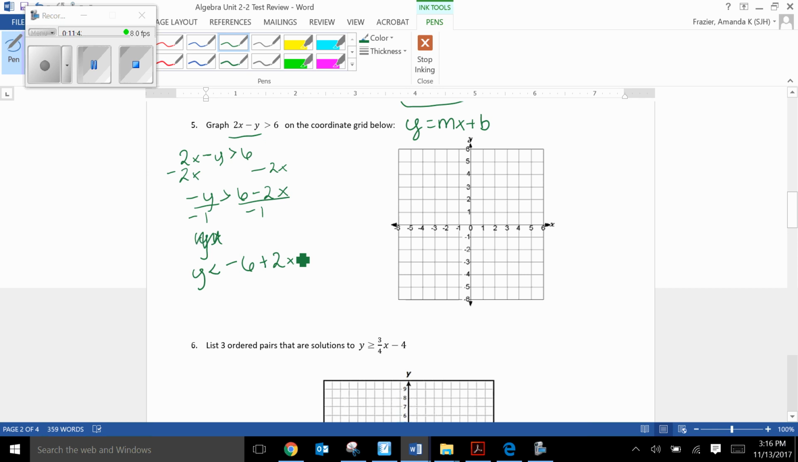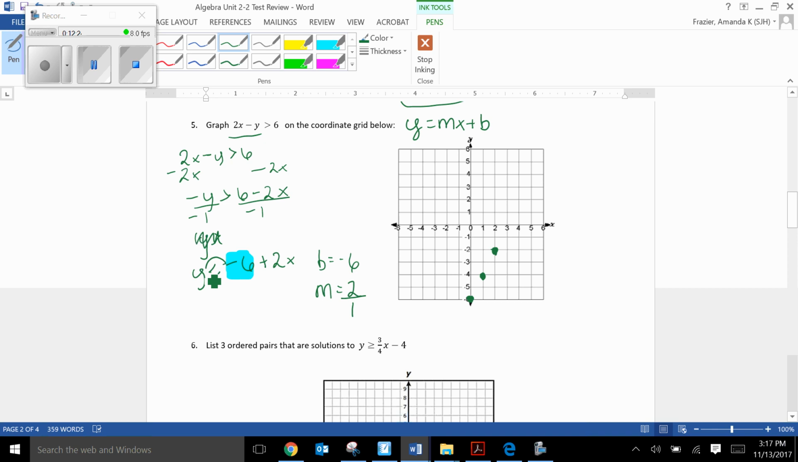Okay, so when we are graphing, remember I have to graph my y-intercept first. So I'm going to graph negative 6. And then I'm going to use my slope. So b is negative 6, and I'm going to use my slope of 2 to make my line. If I have a slope of 2, that means I have a slope of 2 over 1. So I'm going to go up 2 and over 1. You can make as many points as you want, but really once you have 2 points, you have your line. So y is less than negative 6 plus 2x.